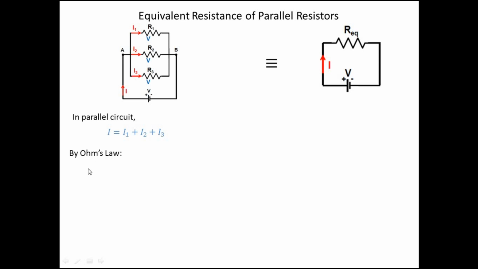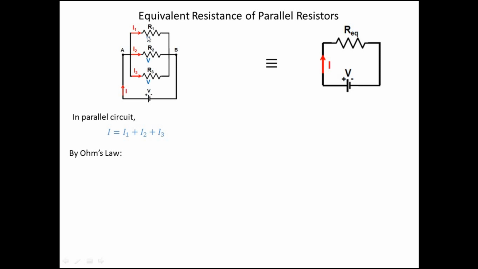And by Ohm's law, we can find the voltage and current relation of a single resistor R1. Here the voltage across all resistors is the same, V, since this voltage across A and B is this V. So all the voltages are the same, and the current through R1 is I1. So for R1, the voltage is V and the current is I1.